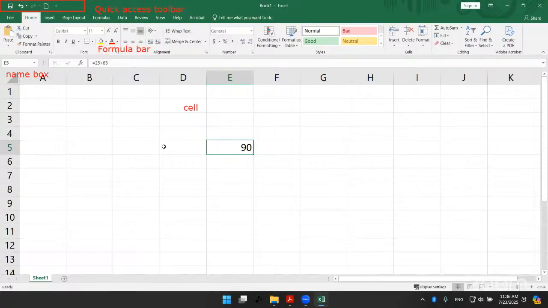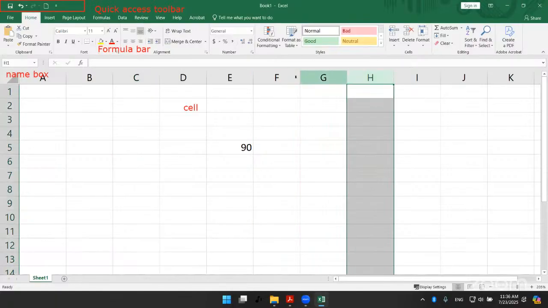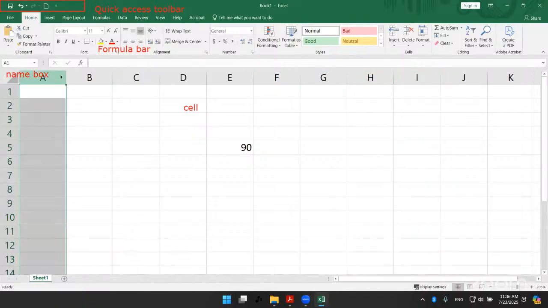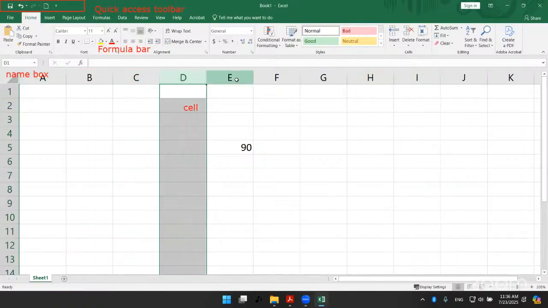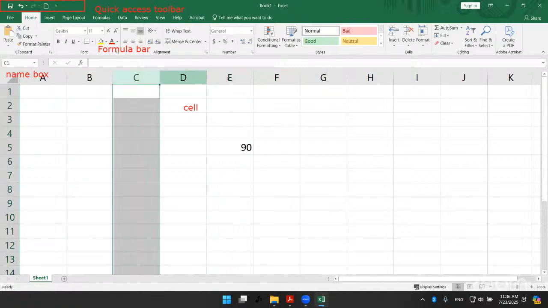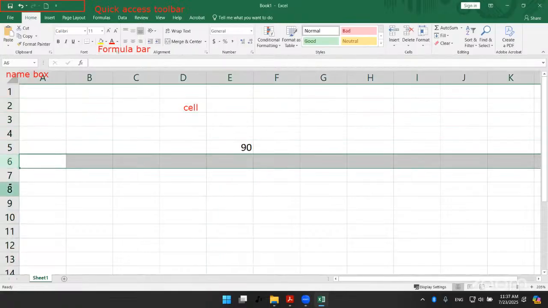Right. So the other thing. This one thing is a column. Here we have columns. The columns are named by English letters. And here we have rows. Those are the rows.